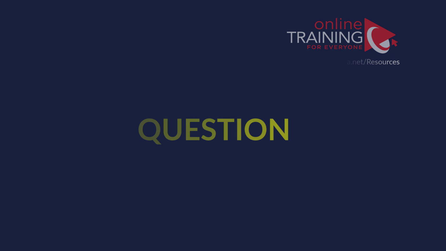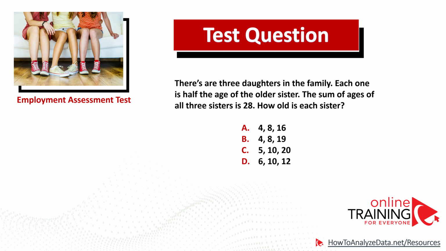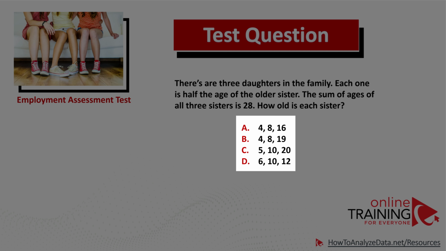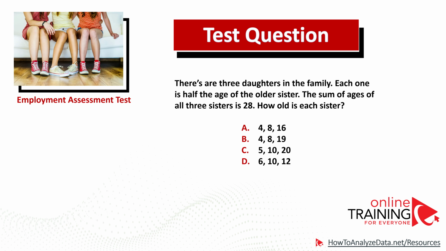Let's look at the interesting problem which you might frequently see on the test. There are 3 daughters in the family. Each one is half the age of the older sister. The sum of ages of all 3 sisters is 28. How old is each sister? And you have 4 different choices. Choice A, 4, 8, and 16. Choice B, 4, 8, and 19. Choice C, 5, 10, and 20. Choice D, 6, 10, and 12. Do you think you know the answer? Let's see how we can get to the correct solution together.